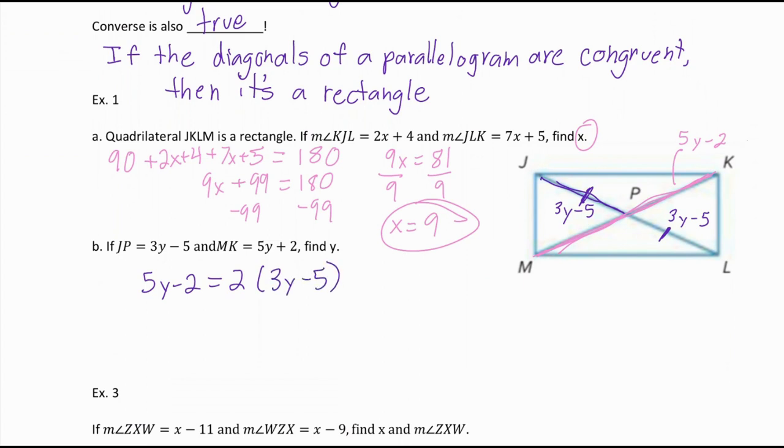Okay. So I'm going to get that 5y minus 2 equals 2 times 3y, which is 6y, and 2 times negative 5, which is negative 10. I'll subtract 5y from both sides and add 10. So I'm going to get that y equals 8. Are we okay with how I set that up?